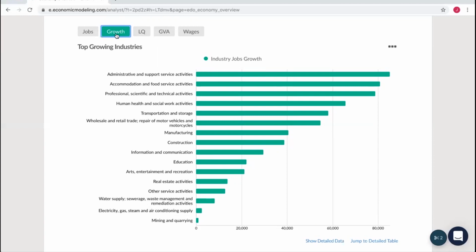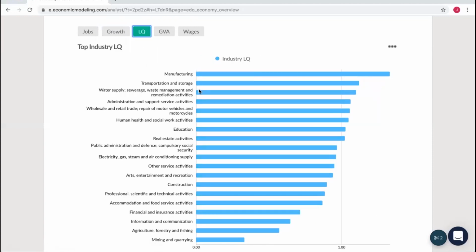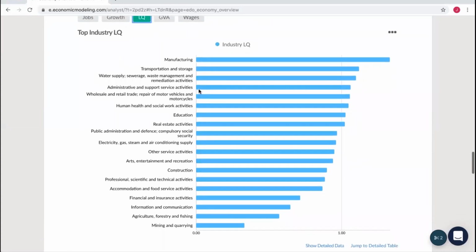So we've covered jobs, we've covered growth, and then we're just going to look at location quotient. So again, we're looking at industries, and location quotient, or LQ, for industries. Location quotient is a way of showing the concentration of something. So we can see here the grey line is 1. Down at the bottom there, you see that marker on the chart. So the UK average is always 1.